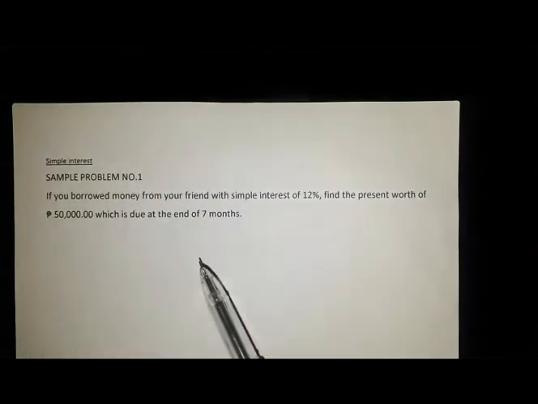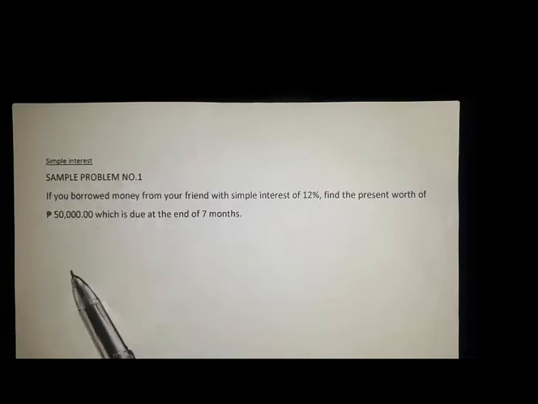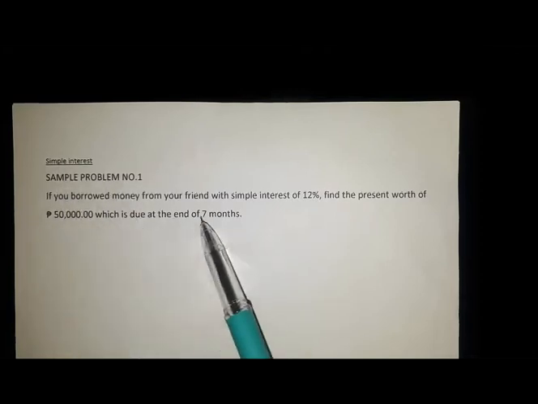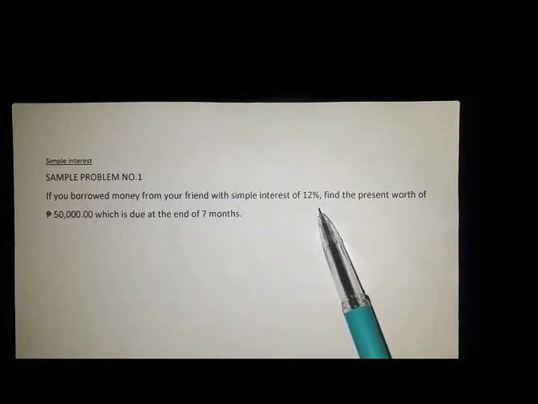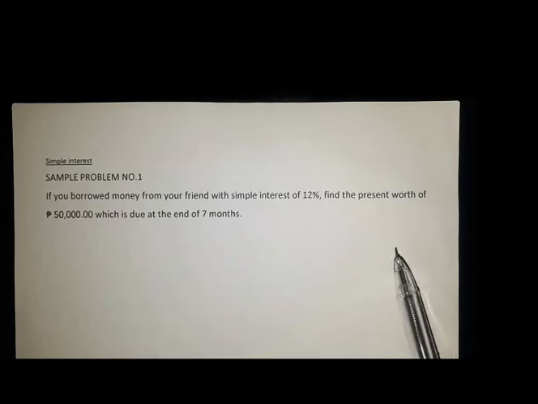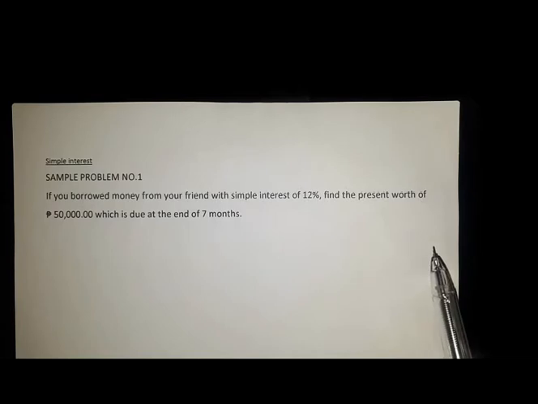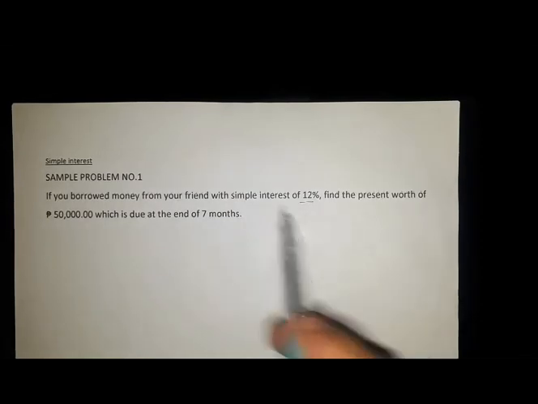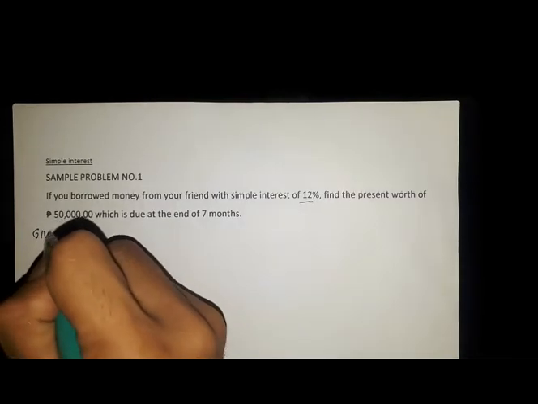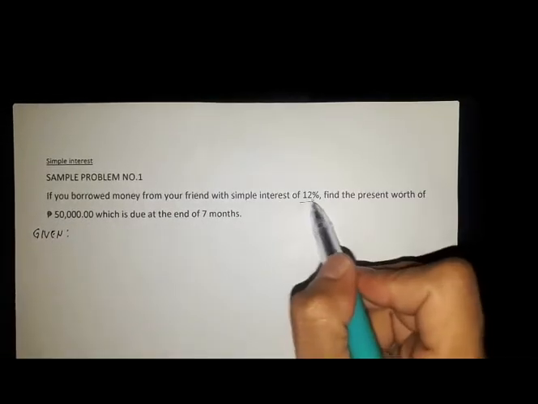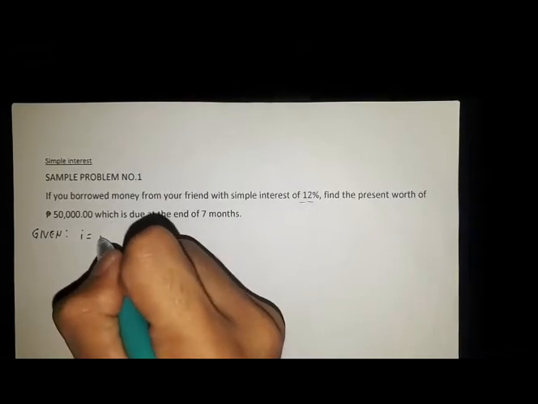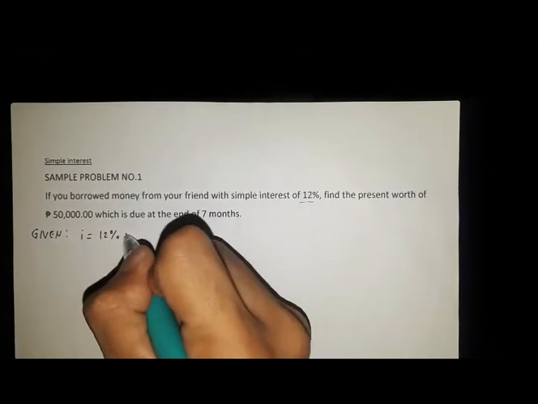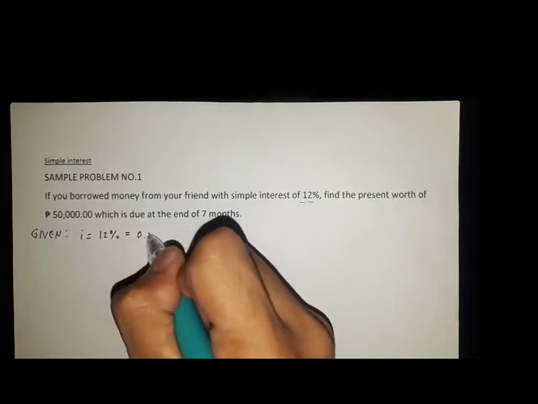For the first example, for simple interest: if you borrowed money from your friend with simple interest of 12%, find the present worth of 50,000 which is due at the end of 7 months. So here we analyze what are the given. Let us list down the given. 12% is the value of i, which can be rewritten as 0.12.